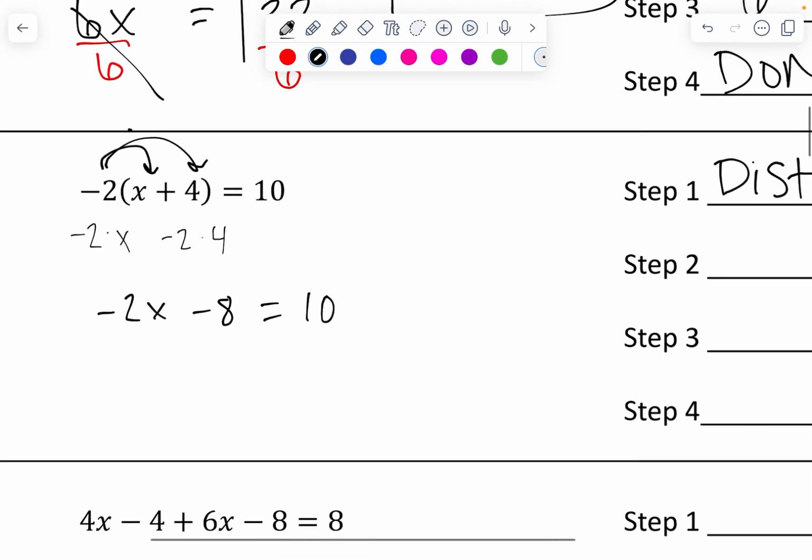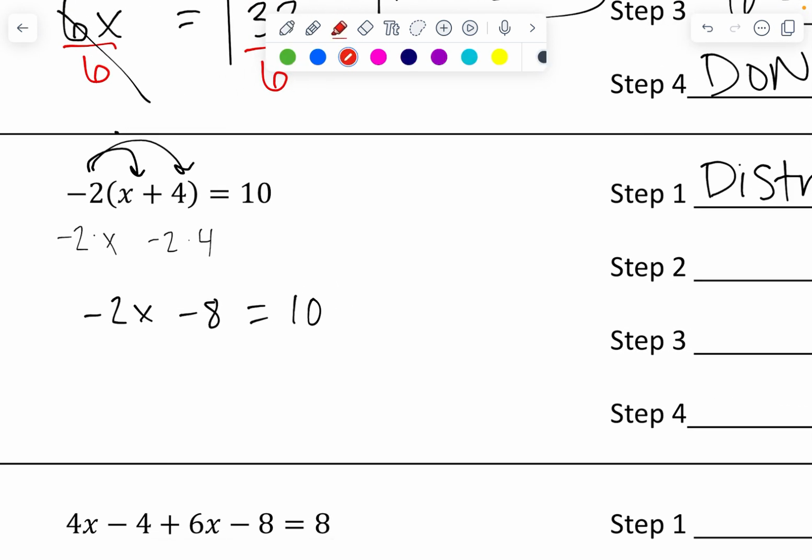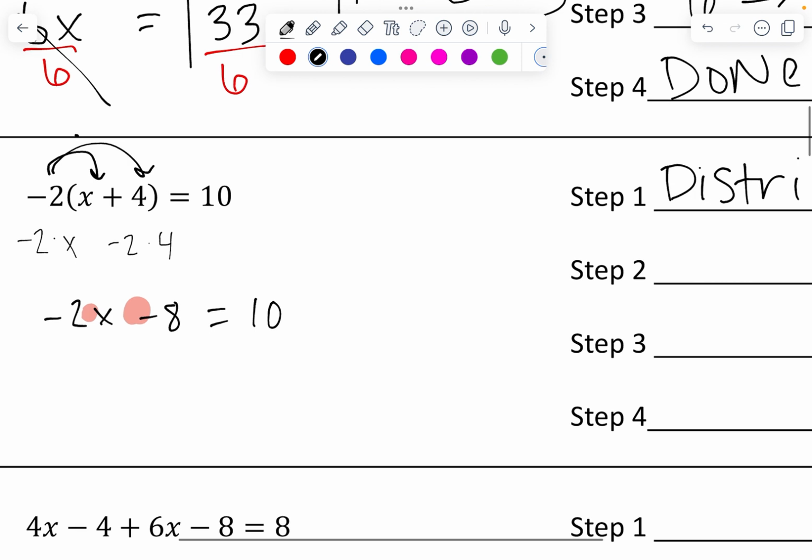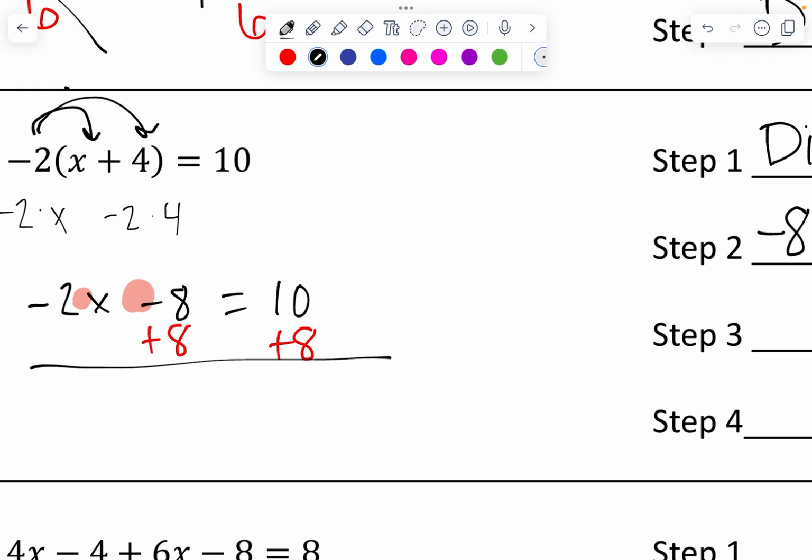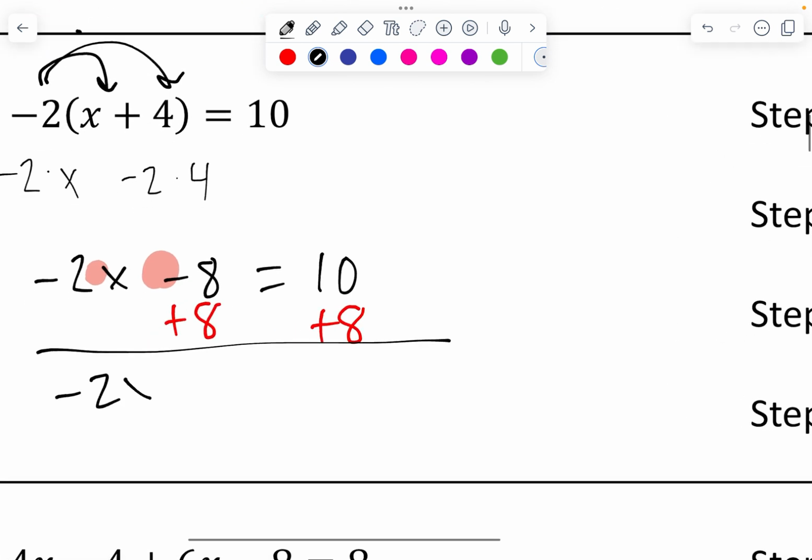Okay, now we ask, what do we see? On the side with an equal sign, we see a minus. We also see a multiplication. So undoing the minus first. So instead of a -8, we're going to add 8 to both sides of the equal sign. Bring down the -2x. 10 plus 8 is 18.